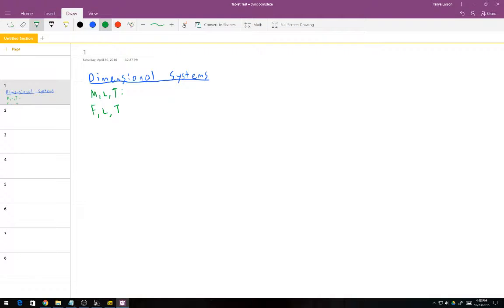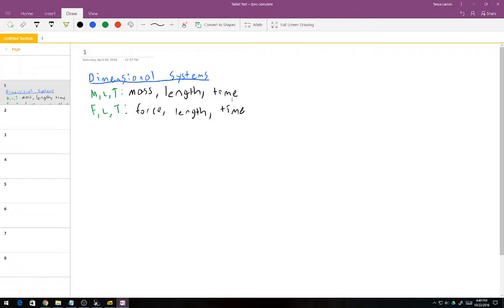So let's describe each of these. The MLT system is going to be the mass, length, time system, where we consider the fundamental units to be mass, length, and time, and everything else is constructed from these. In the FLT system, we consider force, length, and time to be the fundamental units, and everything is constructed from these.